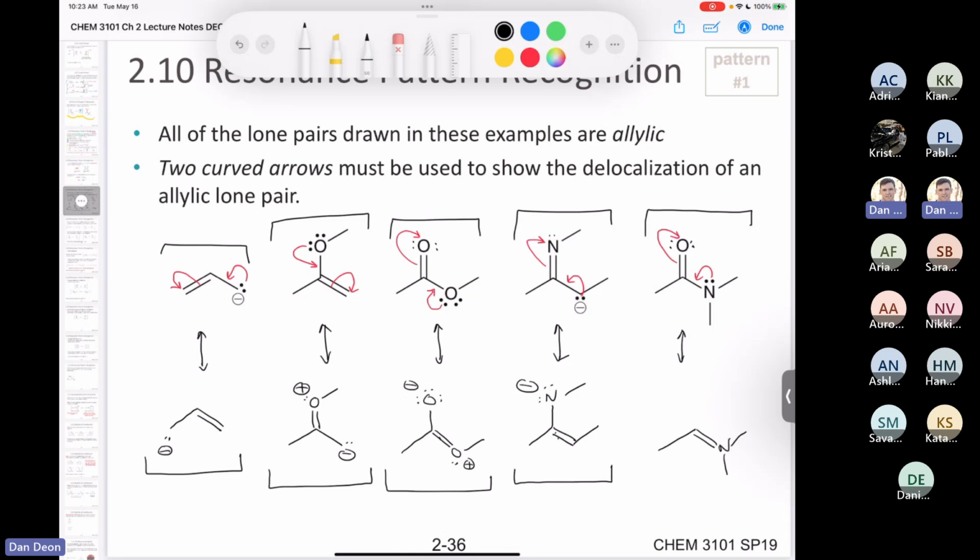So what's the charge on the nitrogen going to be now? Could anybody tell me what the formal charge on the nitrogen will be? It's going to be +1, right? And what's the formal charge on the oxygen? -1, exactly. And there you have it, folks. So allylic lone pairs.